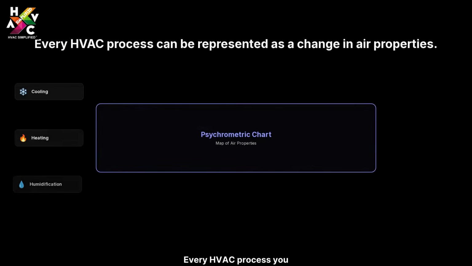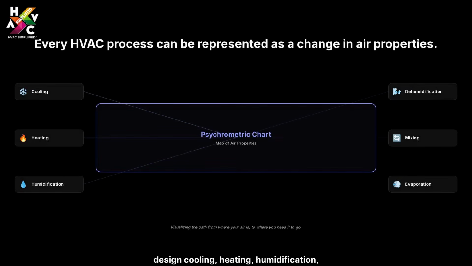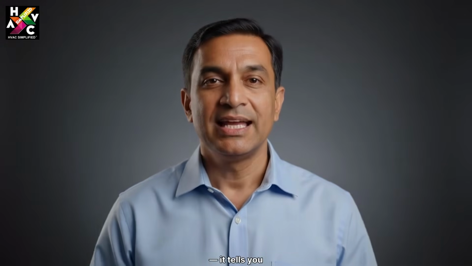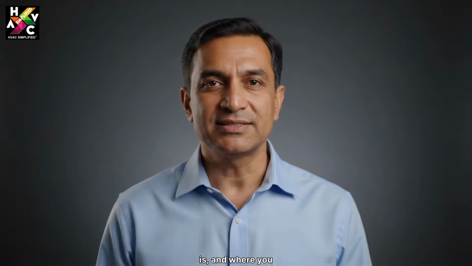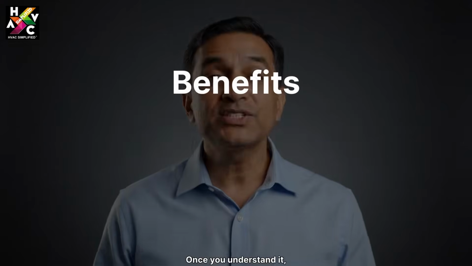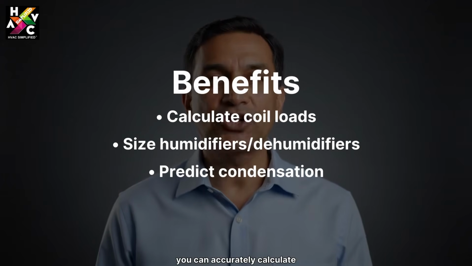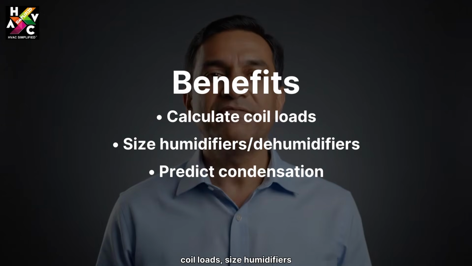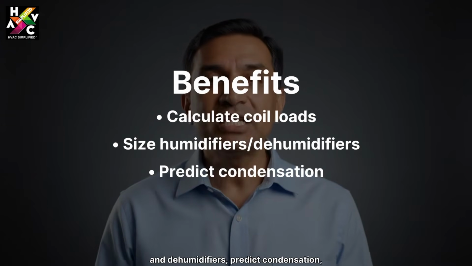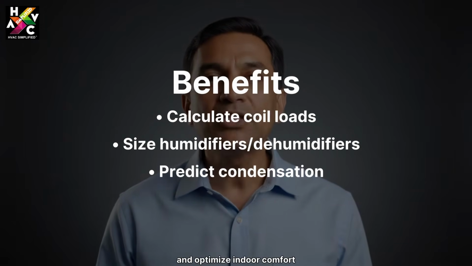Every HVAC process you design, cooling, heating, humidification, dehumidification, mixing, or evaporation, can be represented as a change in air properties on this chart. In other words, the Psychrometric Chart is the map of air behavior. It tells you exactly where your air is and where you need it to go. Once you understand it, you can accurately calculate coil loads, size humidifiers and dehumidifiers, predict condensation, and optimize indoor comfort and energy efficiency.